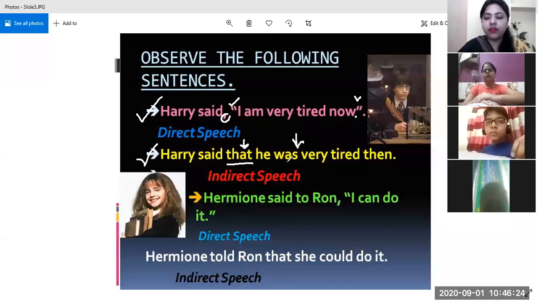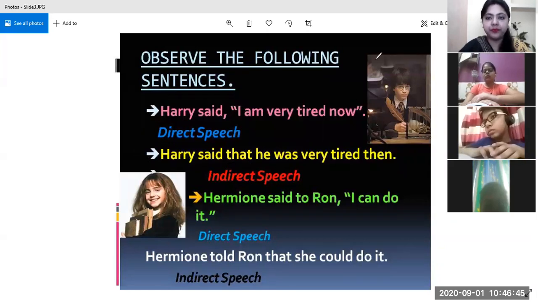One important thing again I would like to tell you is that when you are writing a reported speech, which should be within the inverted commas, the first letter is always a capital letter. It always starts with a capital letter. So this also you should keep in your minds.